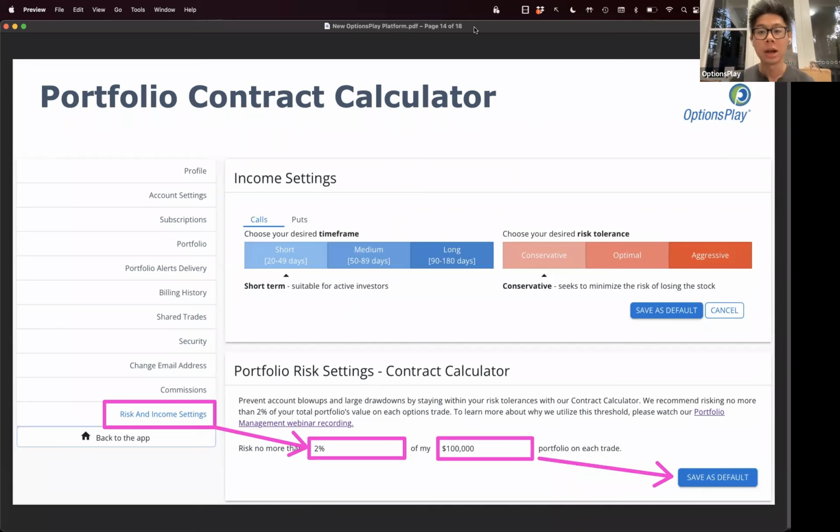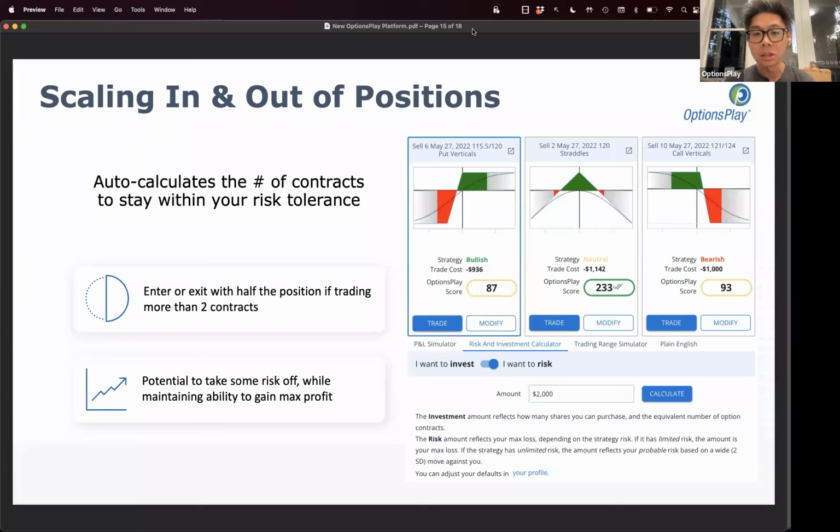So hopefully this gives you some understanding. And this is really going back to the scaling in and out of positions conversation that we were having earlier about our daily trading ideas. We send out our ideas and we show you how to scale in and out of those trades. So when you click on the calculate button, it'll calculate, for example, that you could sell 6 of these put credit spreads, 10 of these call credit spreads, and 2 of these straddles. So regardless of what strategy you're trading, you know how many contracts you can get in.